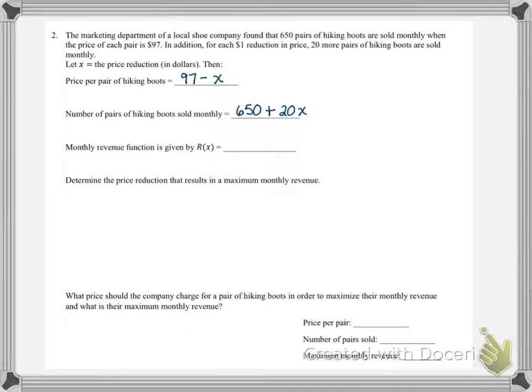So now I want a monthly revenue function. How do we find revenue? Like in general, how do you get revenue? Yeah, price times quantity, right? Price times the number sold.